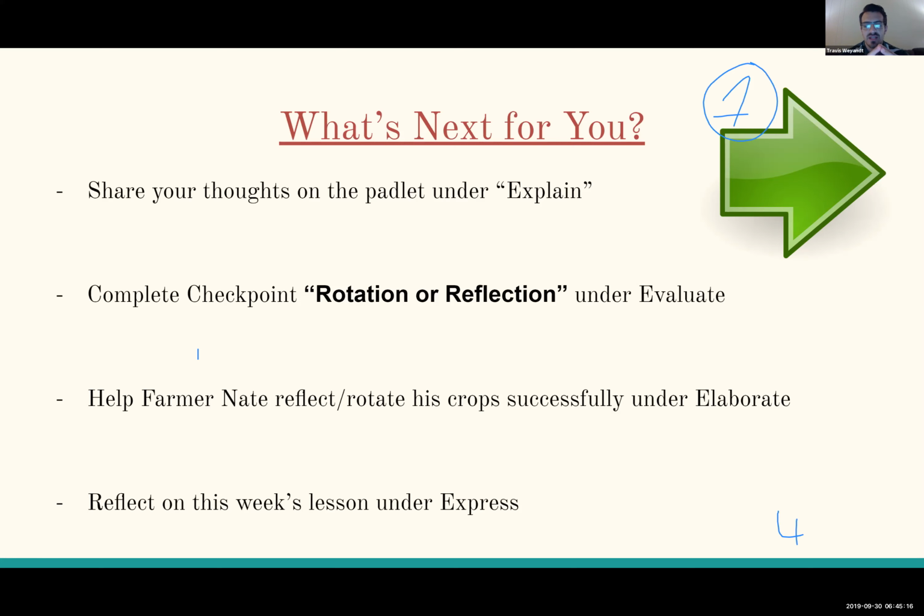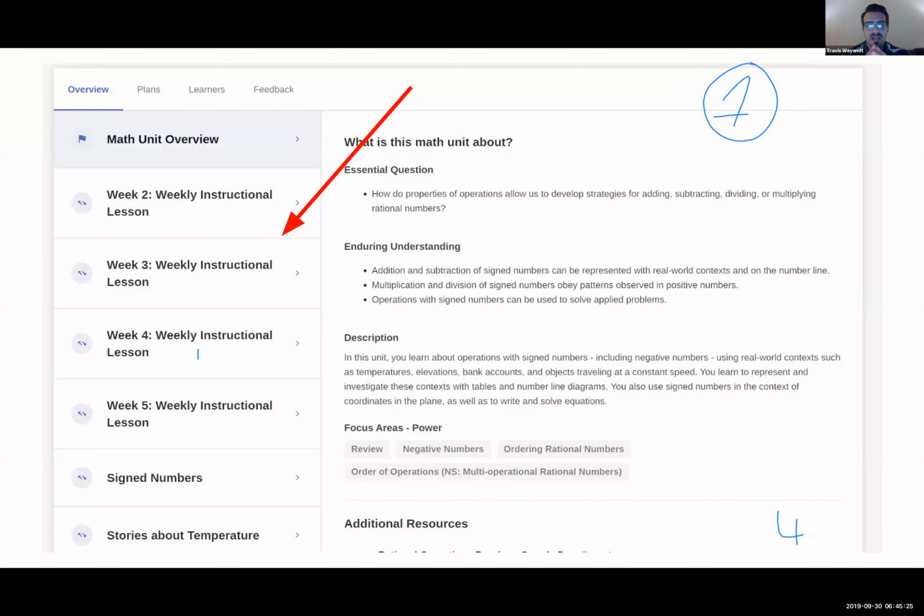And again, last thing is reflect on this week's lesson under Express. It gives you a chance to kind of reflect, see what worked for you, maybe see what didn't, and be able to use that knowledge for the next week and next week's after that. So again, just want to kind of give you a rundown of where these again are found. They are found in the Summit Learning platform in the units.